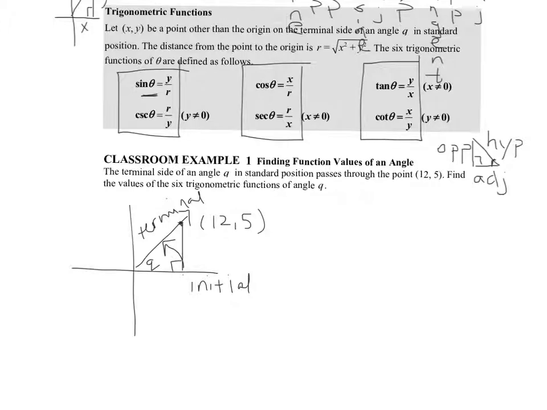Which means it's going to form a right angle, and that gives me that right triangle. Now, again, I did not draw this to scale. I apologize for that. But let's see if you can help me label what I should know about these sides. So if this is the ordered pair 12, 5, should I know how long each of the legs are?